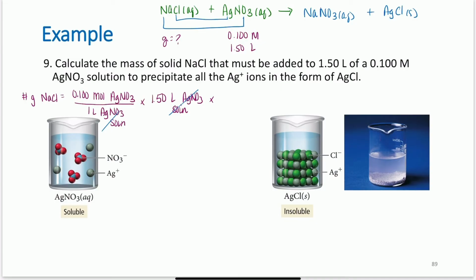I can use my balanced equation to get to moles of sodium chloride. It's a 1-to-1 ratio, but you should still write this out. Cancels out my moles of silver nitrate, gives me moles of sodium chloride. Add up the molar mass, sodium chloride, 58.44 grams of sodium chloride per 1 mole of sodium chloride. Gives me 8.77 grams of sodium chloride.